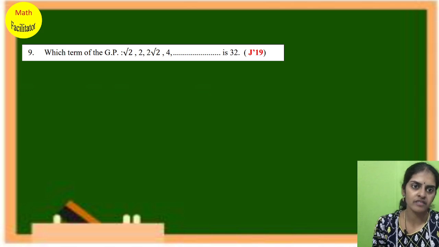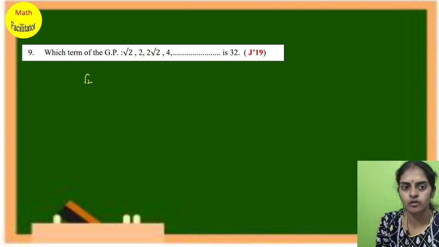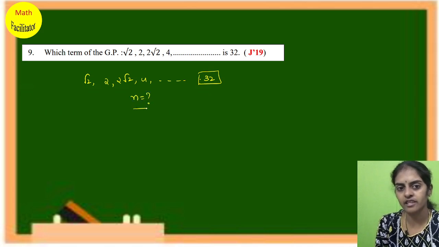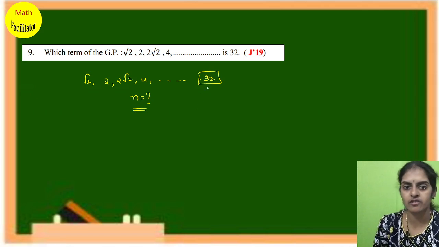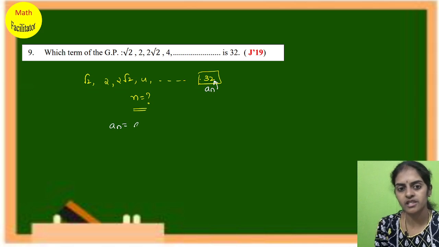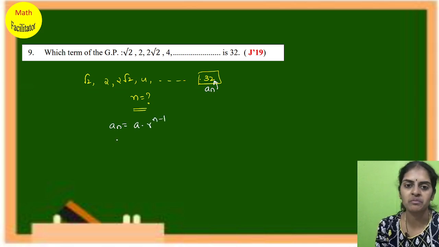See the next one. Which term of the GP root 2, 2, 2 root 2, 4, and so on is 32? So, which term? That means the n value. For what n value will I get the answer as 32? an as 32. Okay, so an is equal to a into r power n minus 1. You know the formula now. So an is 32, equal to a, which is root 2, the first term.